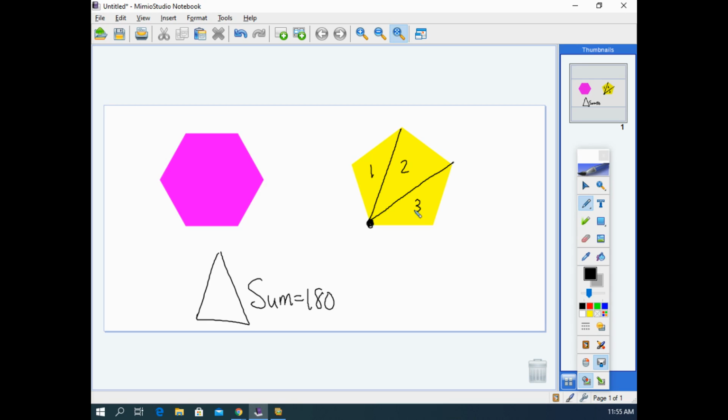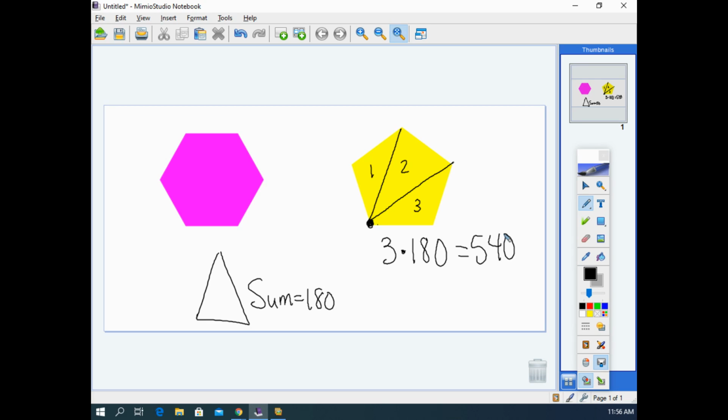Well, each triangle has 180 degrees in it. So for each triangle, I can multiply 180 degrees to figure out how much all of the angles in this shape will equal. So 180 times 3 is 540. So the sum of all the angles inside the pentagon is going to equal 540.